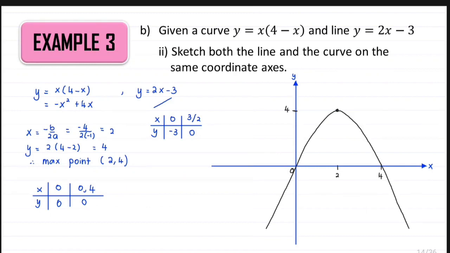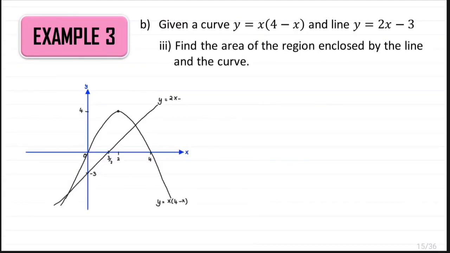Okay, next we sketch the graph for the linear function. We have intercepts 0, -3, and 3 over 2, 0. So this one is -3, and this one is 3 over 2. This one is the graph for y equals x(4 minus x), the quadratic. And this one is the graph for the linear function, 2x minus 3. Okay, finished. We sketched both graphs.